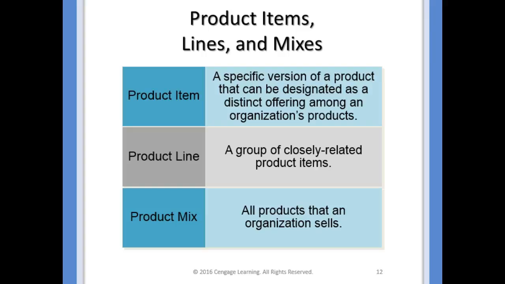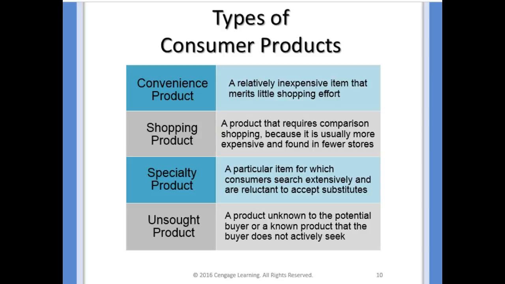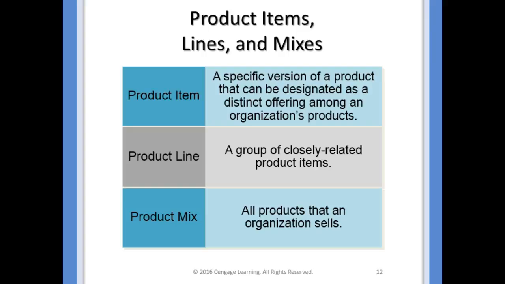Alright, now noting the difference between these 3 here, be able to differentiate these 3. Like on the last slide here, going back here, definitely know the difference between these 4, be able to explain them. And then down here, make sure that you can differentiate between these 3 things. A product item, a product line, and a product mix.